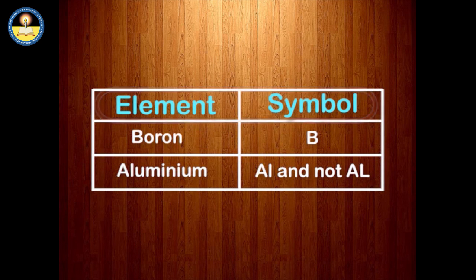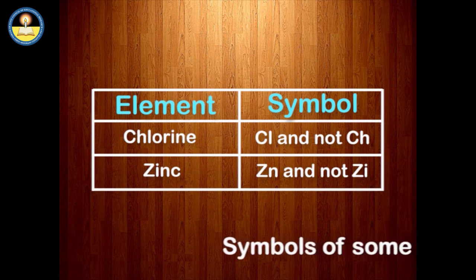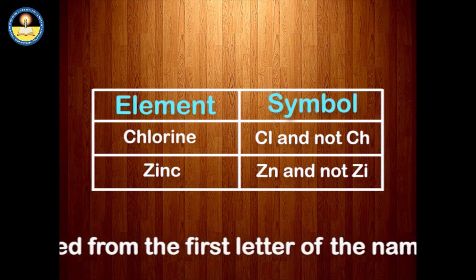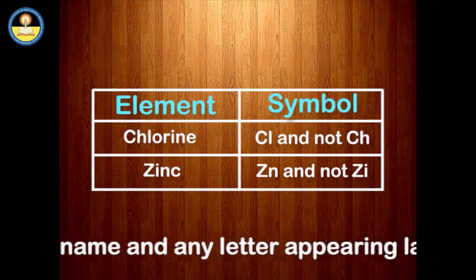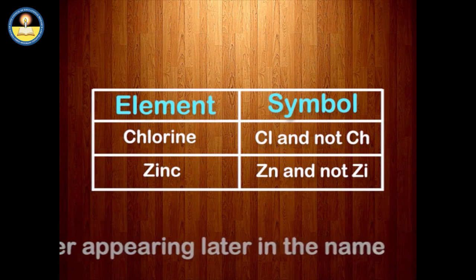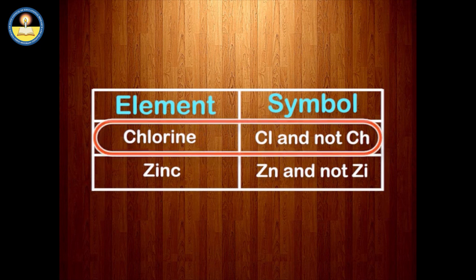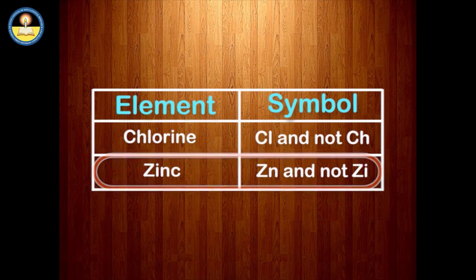Element, symbol: boron, B; aluminium, Al and not AL. Symbols of some elements are formed from the first letter of the name and any letter appearing later in the name. Element, symbol: chlorine, Cl and not Ch; zinc, Zn and not Zi.